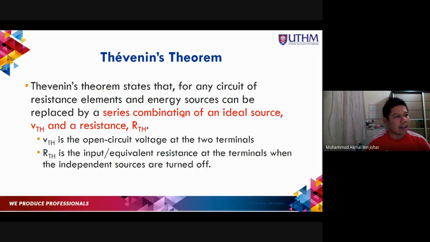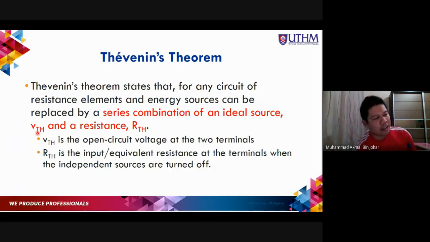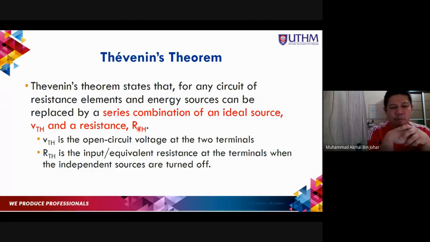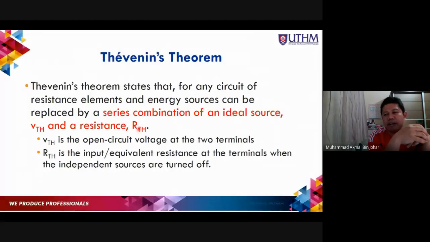So Thevenin's theorem states that any circuit of resistive elements and energy sources can be replaced by a series combination of an ideal source, V Thevenin or voltage Thevenin, and a resistance of R Thevenin. So in Malay we can say, kita boleh katakan Thevenin theorem akan memudahkan satu litar yang kompleks dan menggantikannya hanya dengan satu voltage source ataupun sumber voltan dan juga resistance ataupun perintang. So this voltage Thevenin is the open circuit voltage at the two terminals, and the R Thevenin is the input or equivalent resistance at the terminals when the independent sources are turned off.